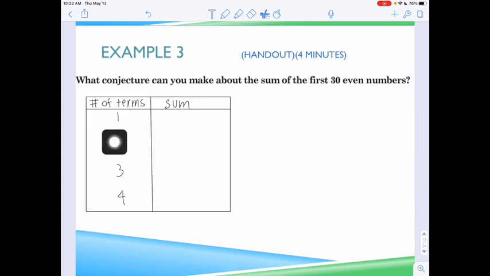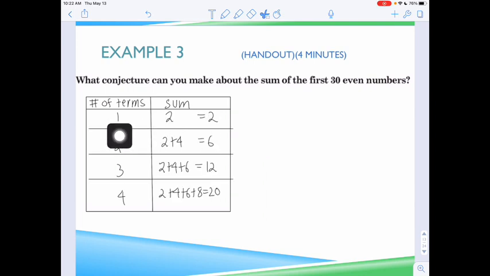In order to make a conjecture, we need to gather some data. So we can make a table with the number of terms, meaning the number of even numbers, and the sum of those first even numbers. If we look at just the first even number, we have 2, and since it's by itself, the sum will just be 2. If we look at the first 2 even numbers, we get 2 and 4, so 2 plus 4 gives us 6. If we look at the first 3 even numbers, we have 2, 4, and 6, so 2 plus 4 plus 6 gives us 12, and the first 4 even numbers would be 2 plus 4 plus 6 plus 8, which gives us 20.